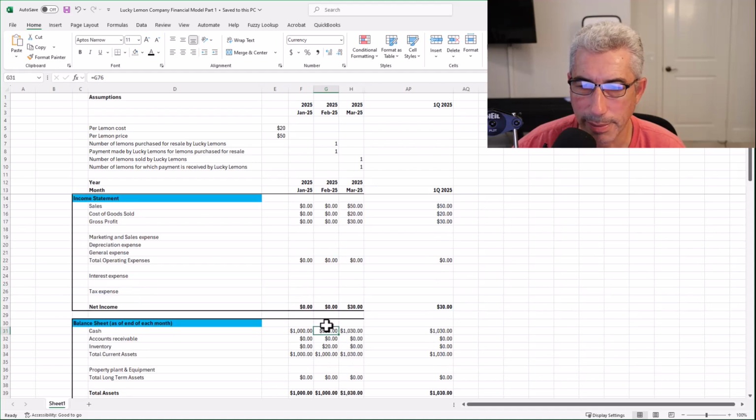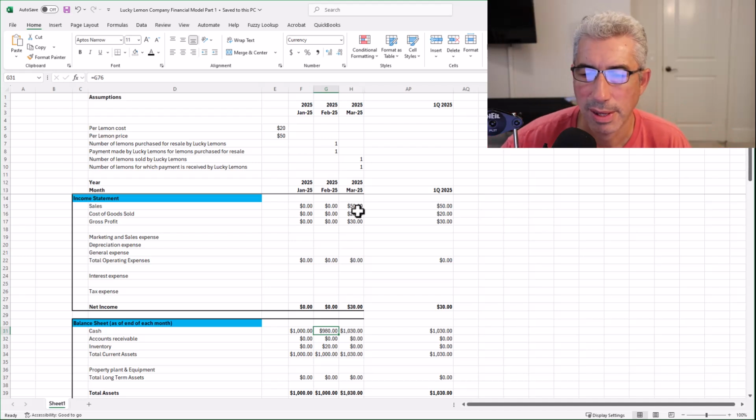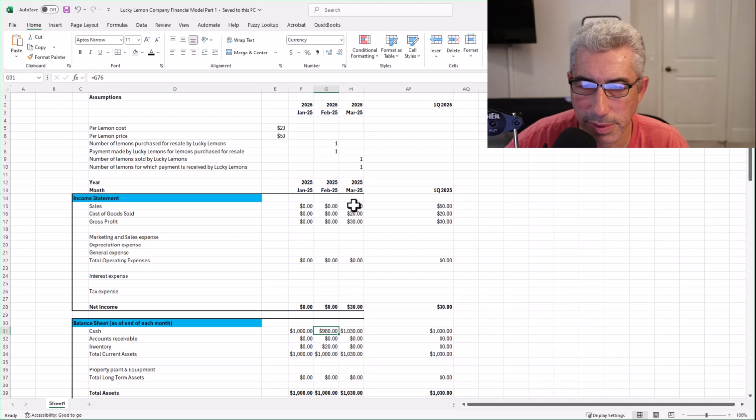The purchase of a lemon also does nothing to the income statement. Again, nothing is sold, so nothing is happening on the income statement. So then the next month, the final month, we sell a lemon for $50, and we receive that $50 right away. So that is represented on the income statement, $50 sale. Cost of goods sold is $20.